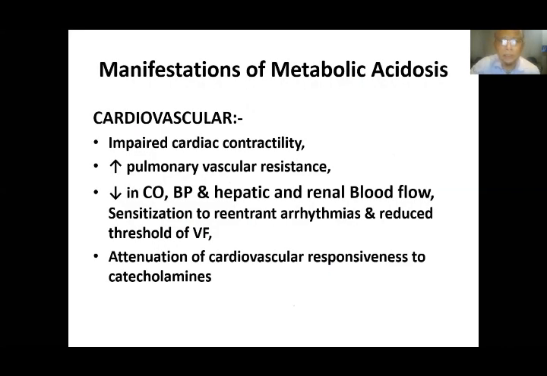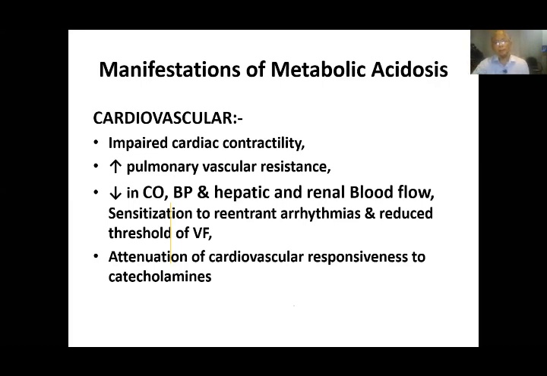So, what are the manifestations of the metabolic acidosis? In case of cardiovascular, there is impaired cardiac contractility, and also the pulmonary vascular resistance is increased, resulting in decrease in cardiac output. So blood pressure, hepatic and renal blood flow will be decreased, and in this condition there is also sensitization to reentrant arrhythmia, that is, they are very much arrhythmia prone, and reduced threshold for ventricular fibrillation.